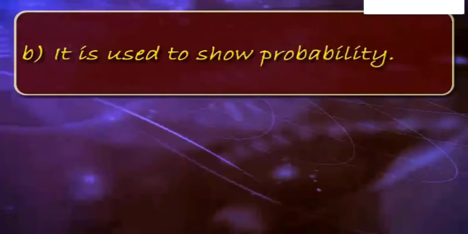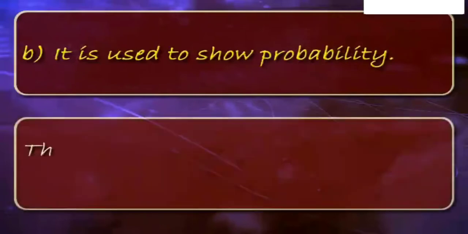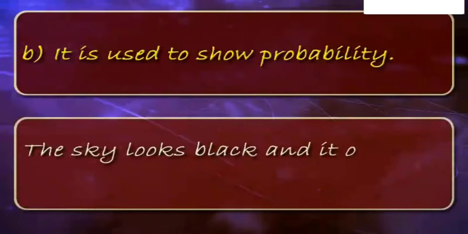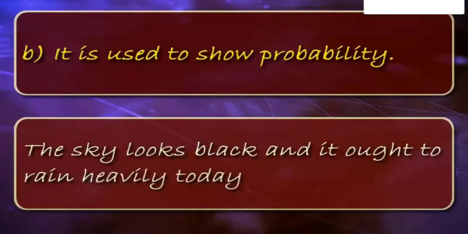B. It is used to show probability of something. The sky looks black and it ought to rain heavily today. Here, ought to is used to show probability of rain today as the sky looks black.